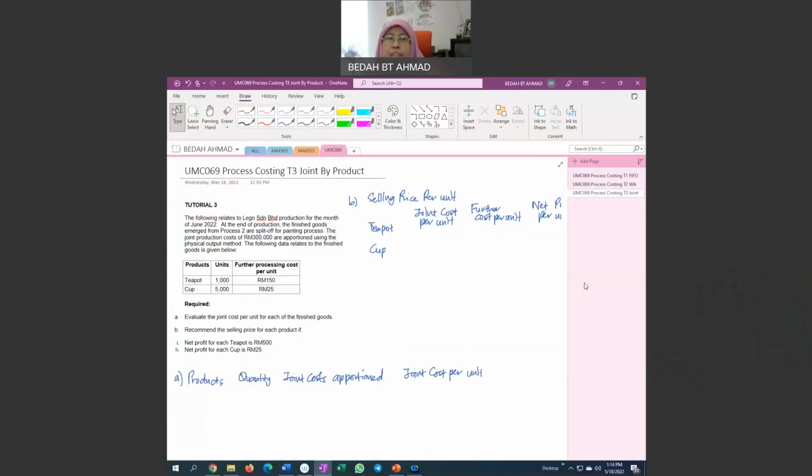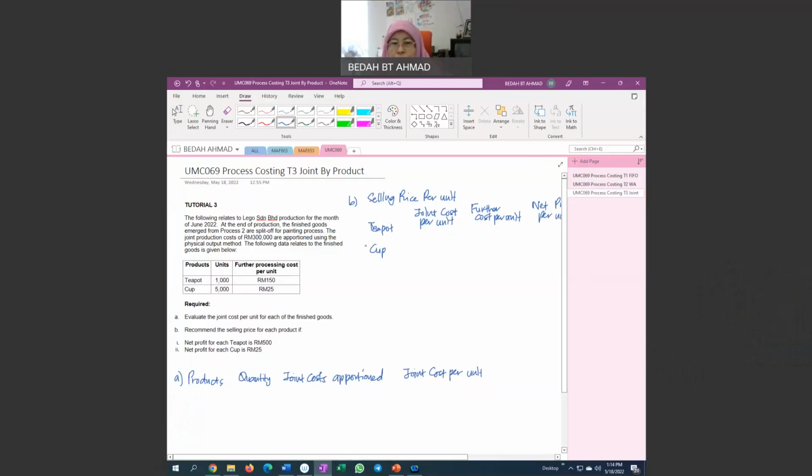Bismillahirrahmanirrahim. Assalamualaikum. So we continue our learning on process costing in tutorial 3, to explain the treatment and allocation of a joint cost into a joint product and byproduct.